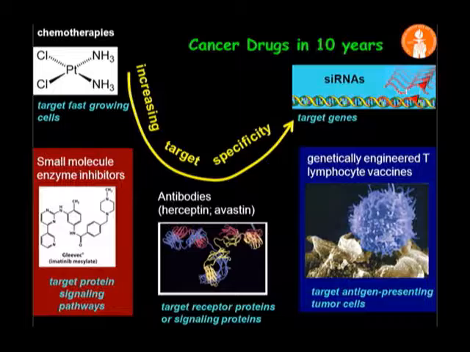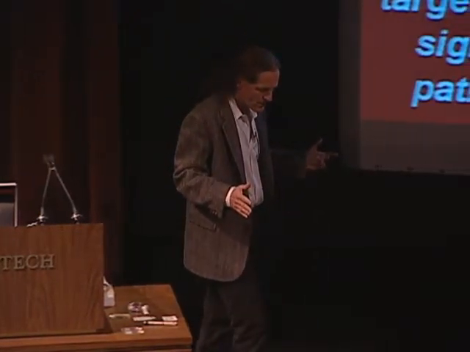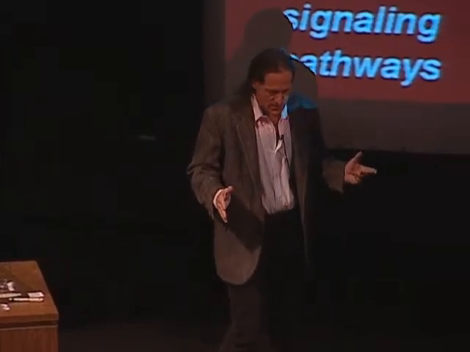And in fact, one of the first human trials of an siRNA also was launched out of Caltech and UCLA just a couple of years ago. Okay, so what's happened during the course of this evolution of drugs is that the drugs have become more and more selective, which is good because they don't have the kind of toxic side effects that one associates with chemotherapies.